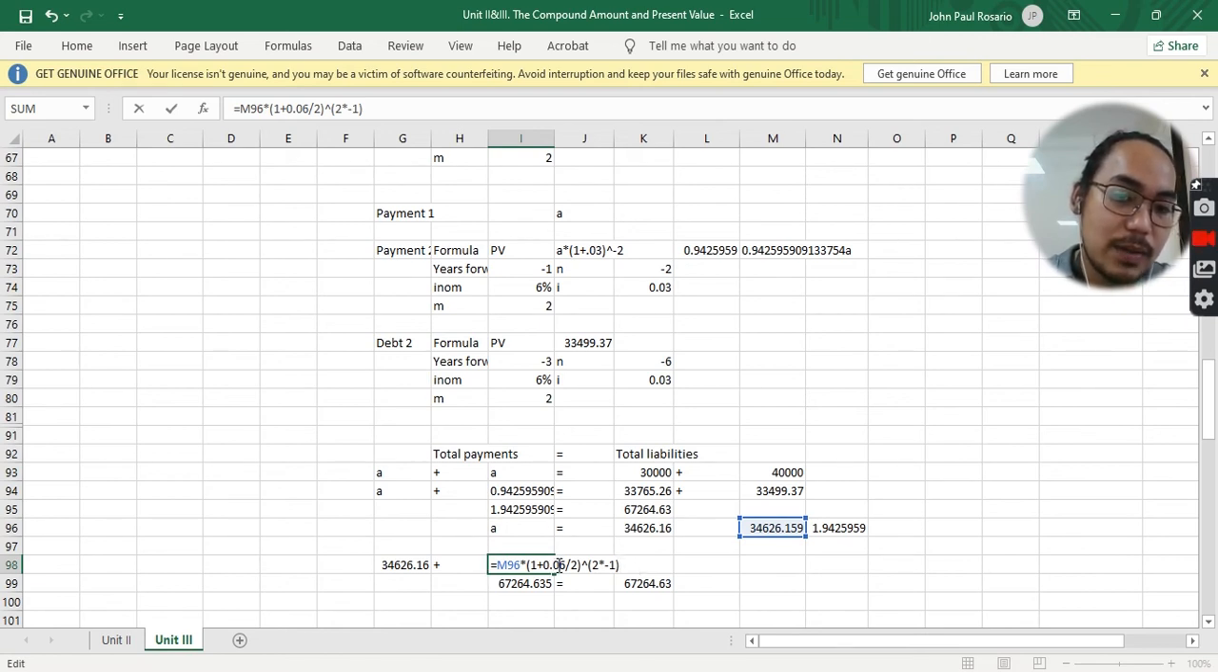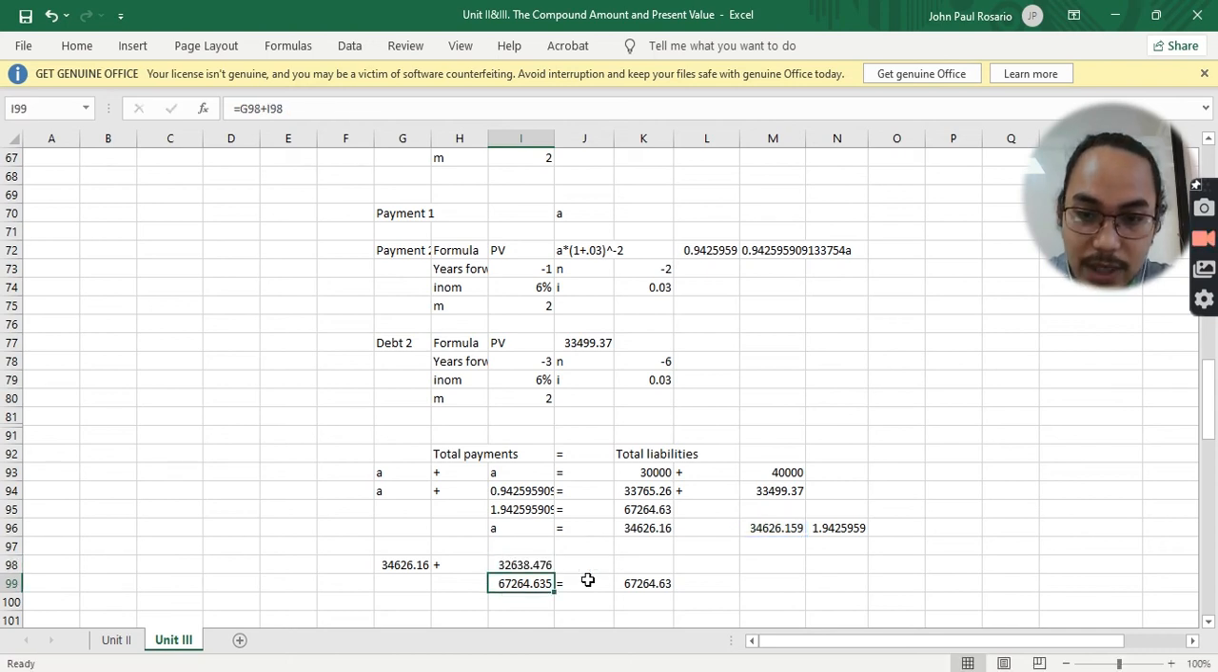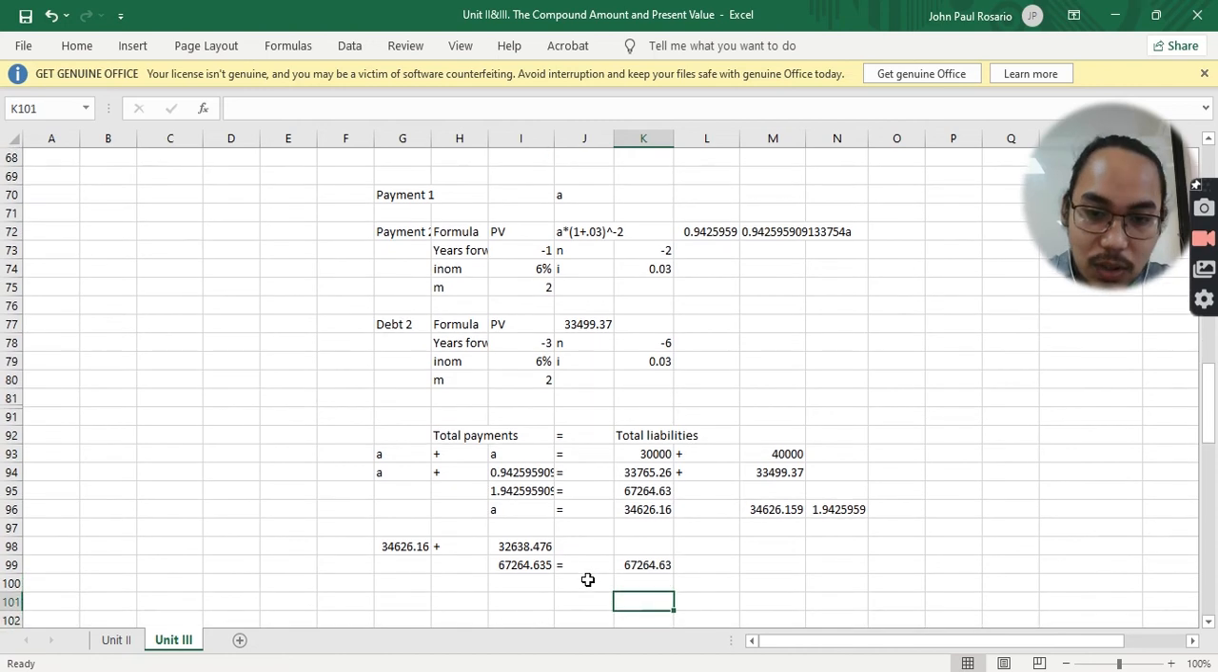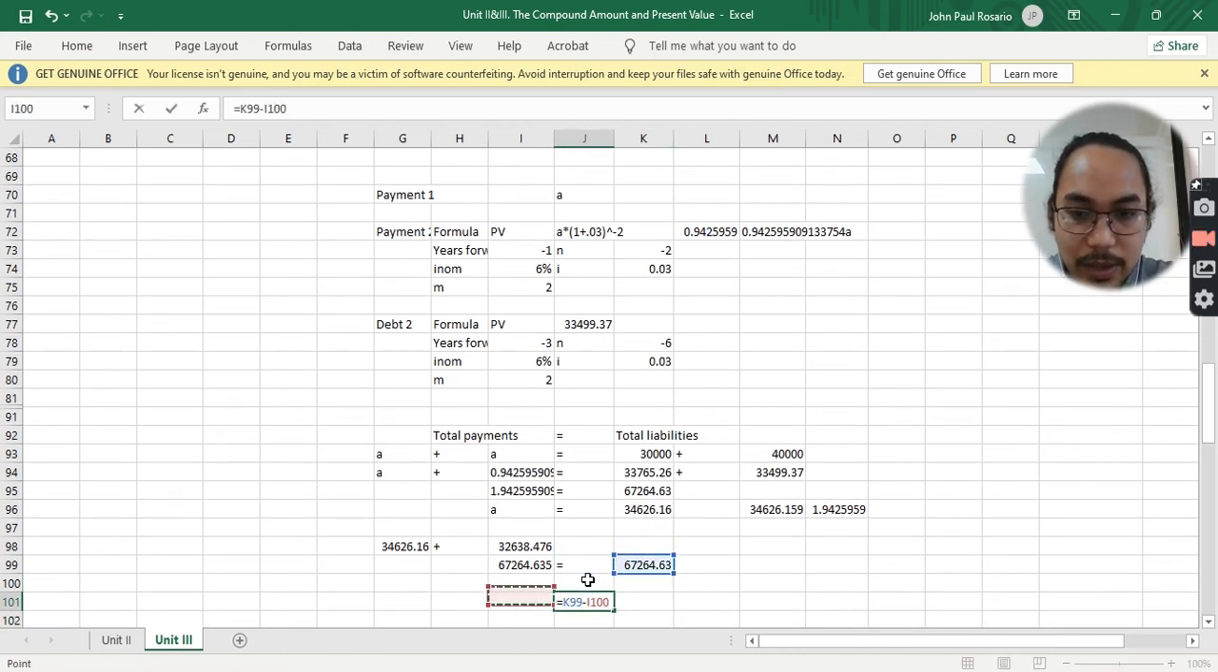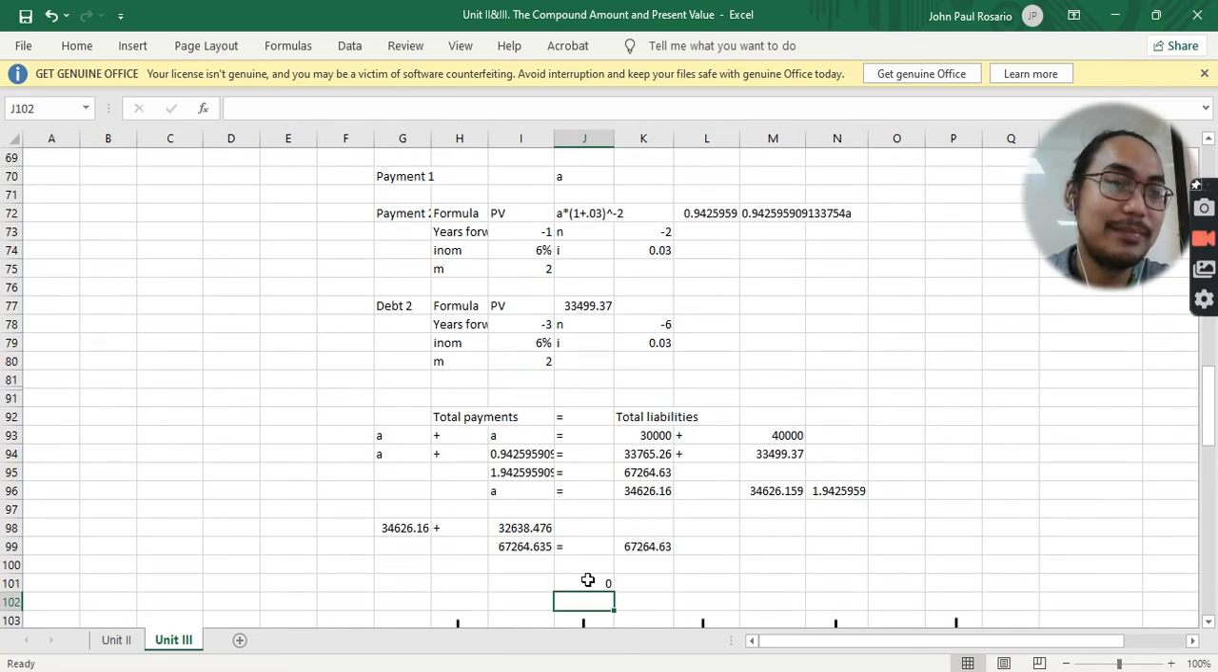Right? 1.06 over 2 is 0.03. 2 times negative 1 is negative 2. So 1.03 raised to the power of negative 2. That should give us this amount. And if you add the 2, this should give us the same amount of our liabilities. Okay? Like this one minus this one, this should give us 0. So our final answer then would be this one.